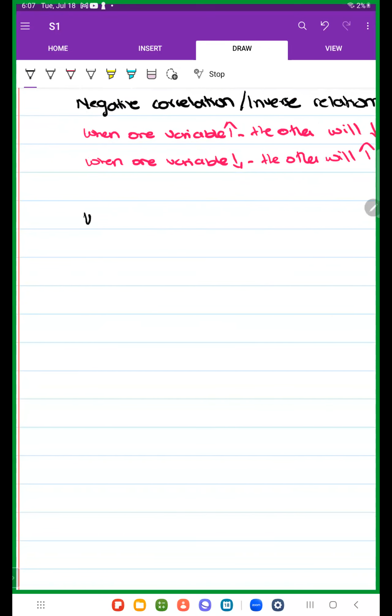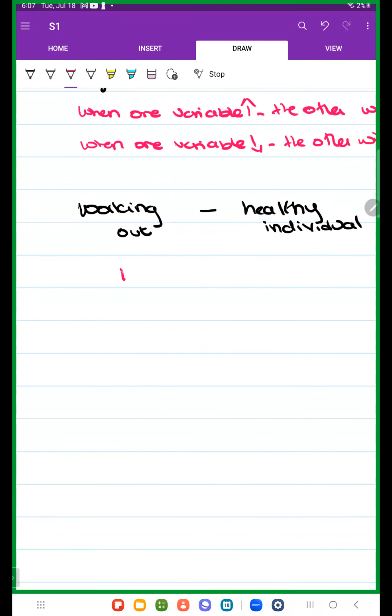All right. What if I give you another example, where I say, for example, working out leads to a healthy individual. The more you work out, the healthier you'll be. What kind of relationship is this? This is known as a positive correlation, or a direct relationship.